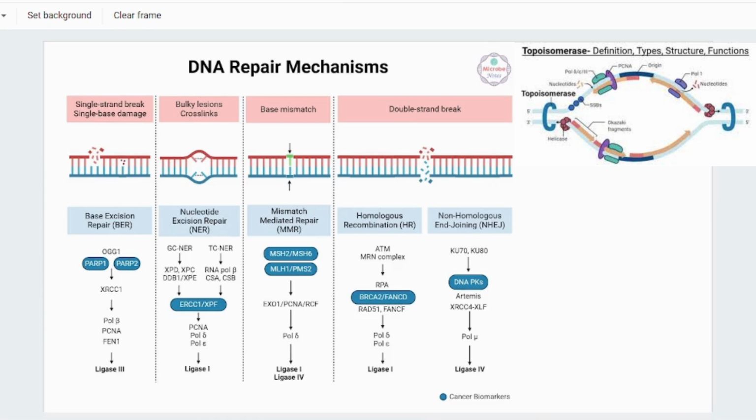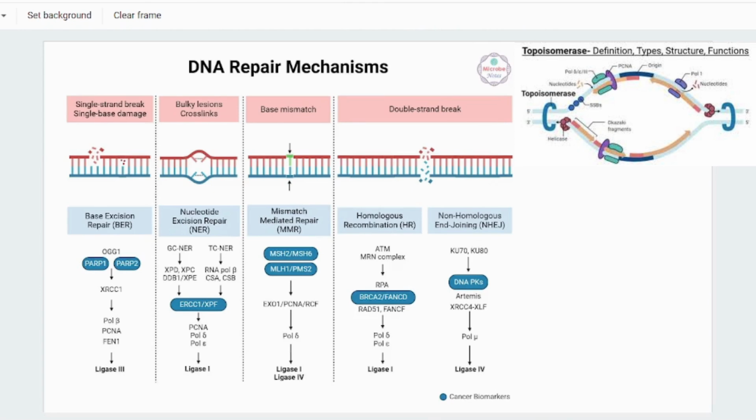Mismatch repair is crucial for maintaining the fidelity of DNA replication, correcting errors that occur during DNA synthesis, preventing the accumulation of mutations, and ensuring the accuracy of the genetic code. Defects in the MMR system can lead to increased mutation rates and are associated with certain hereditary and sporadic cancers such as Lynch syndrome, characterized by an increased risk of developing certain cancers, particularly colorectal cancer.